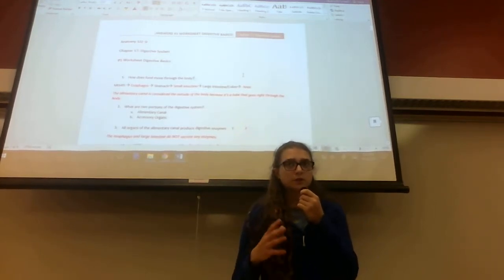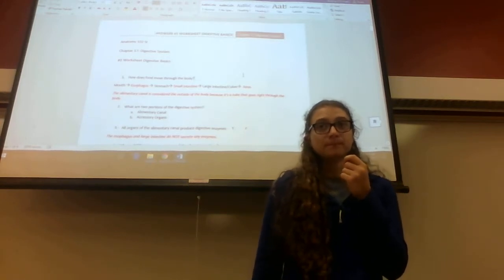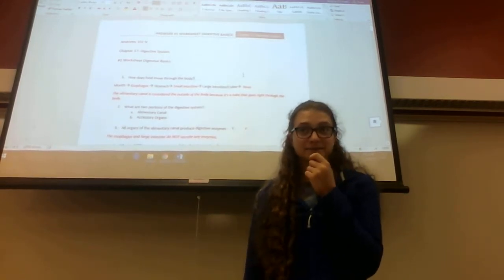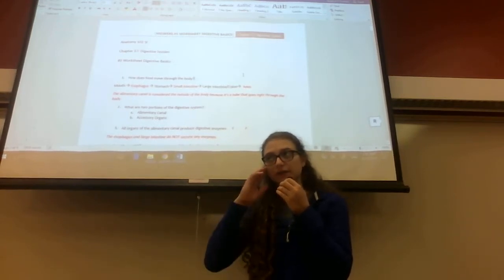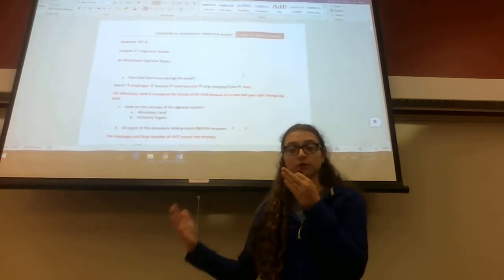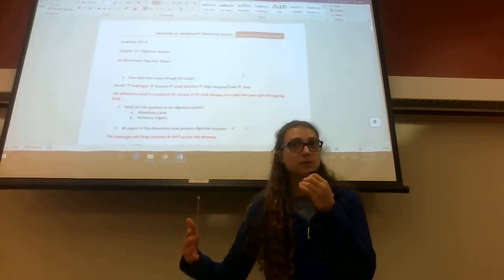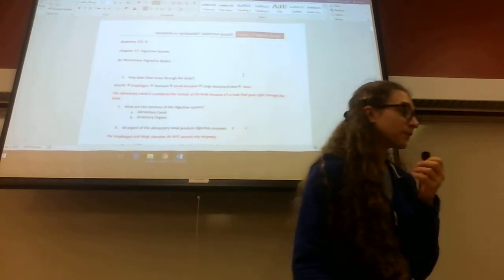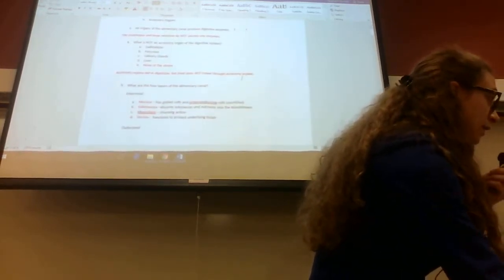So what are some structures of the accessory organs? Pancreas, liver, gallbladder, yep. So basically, if you think in terms of does food move through it, yes or no? If it's a yes, it's an alimentary canal. If it's a no, it's an accessory organ. A little bit obvious, but hopefully that puts things in perspective.